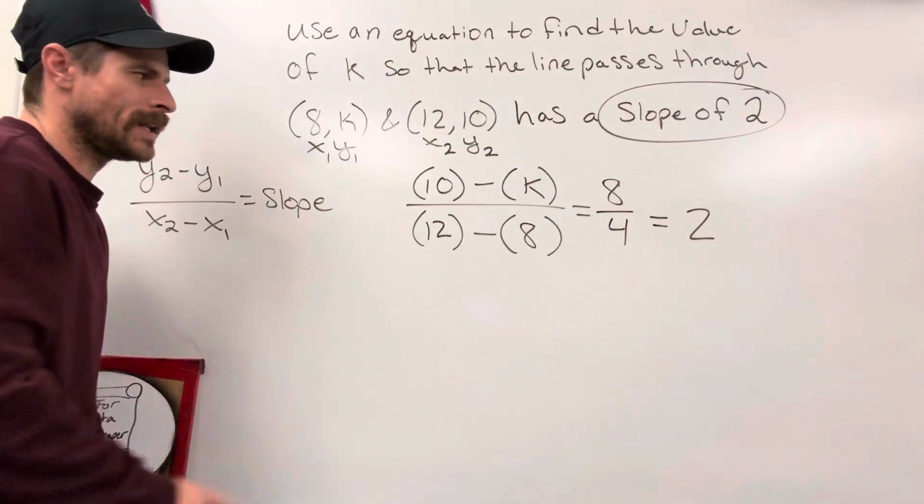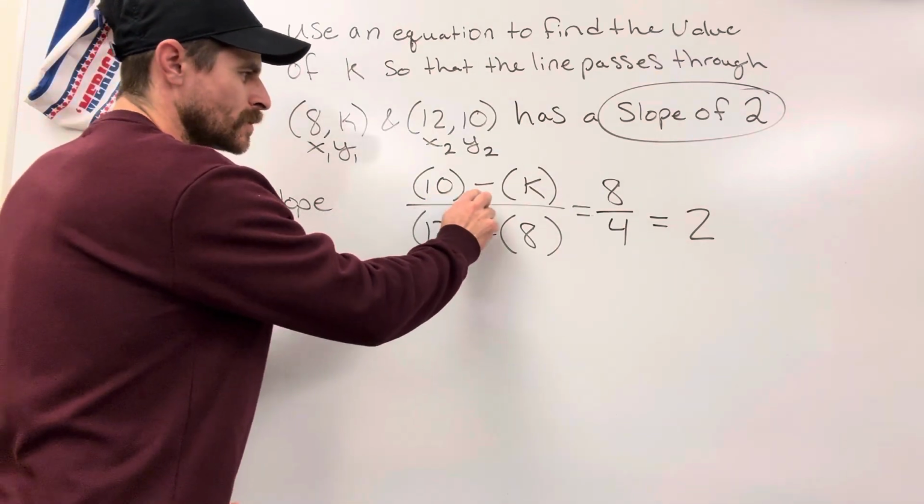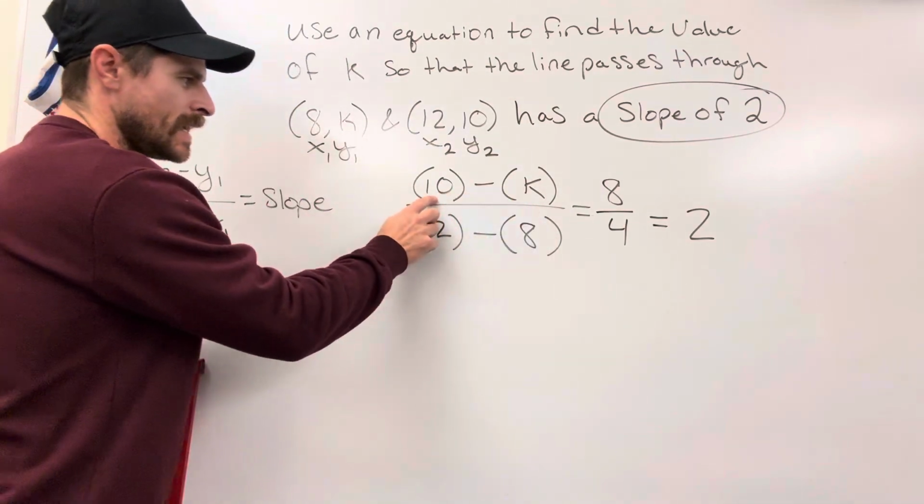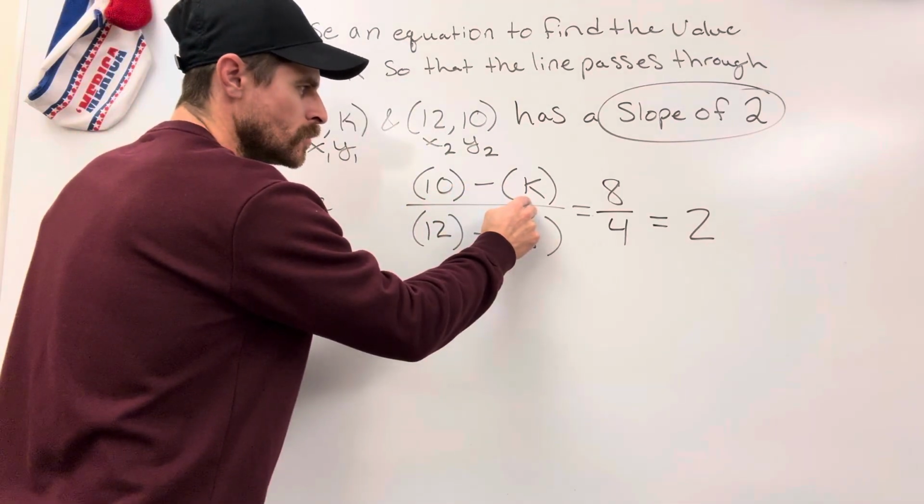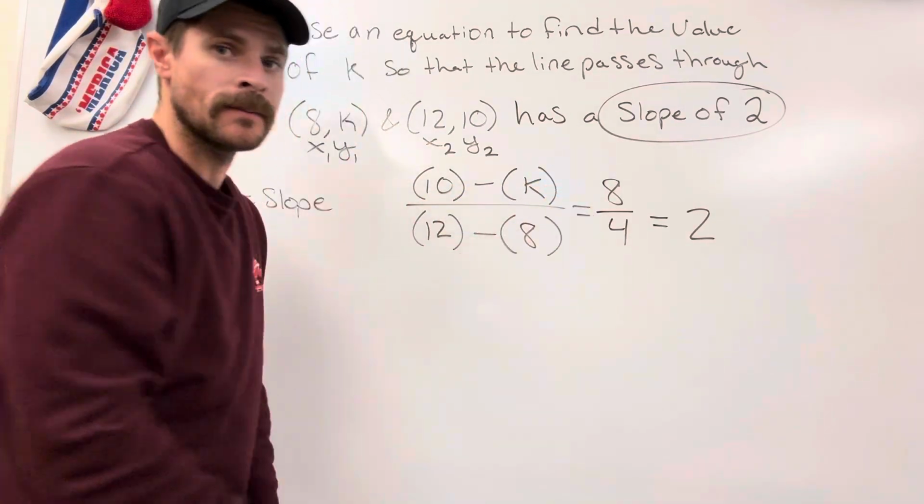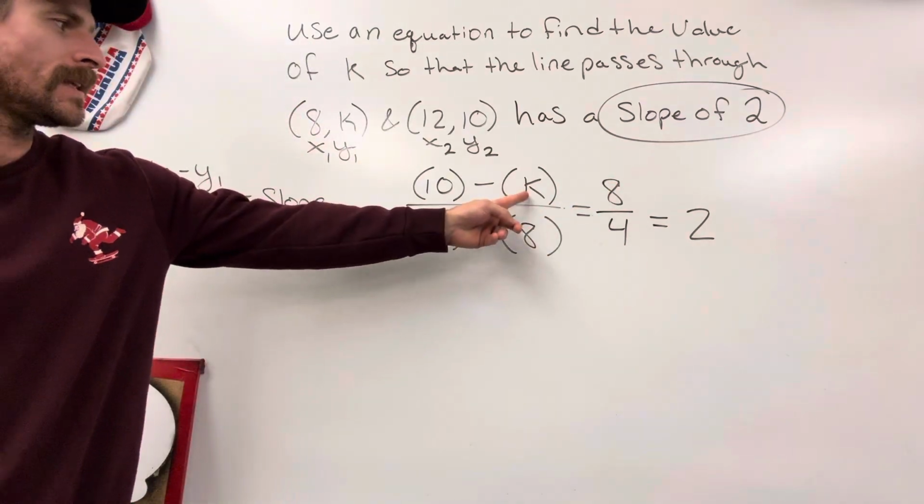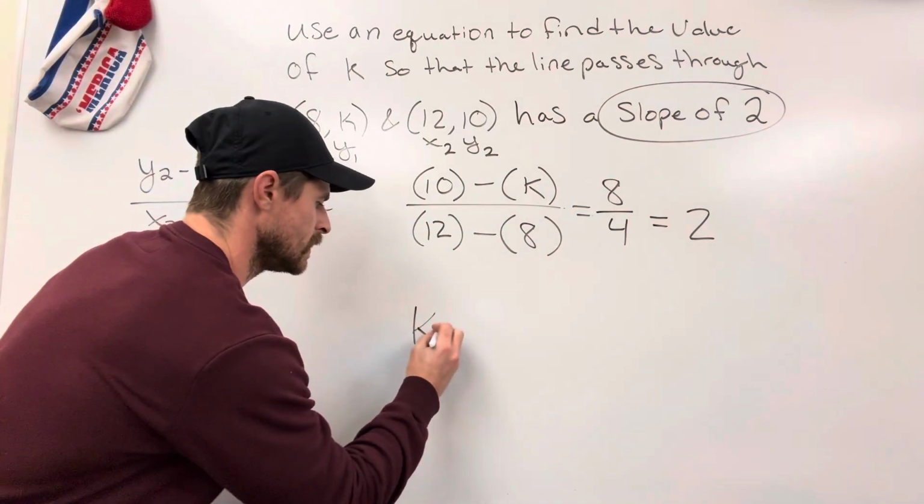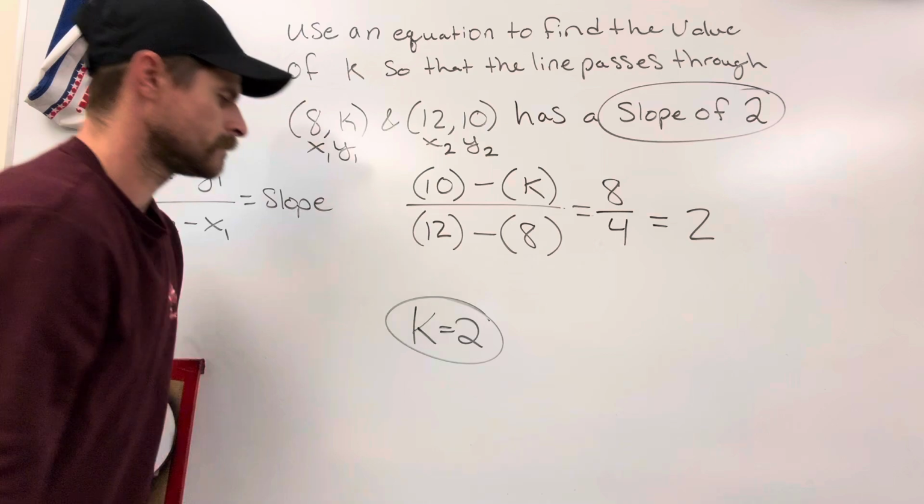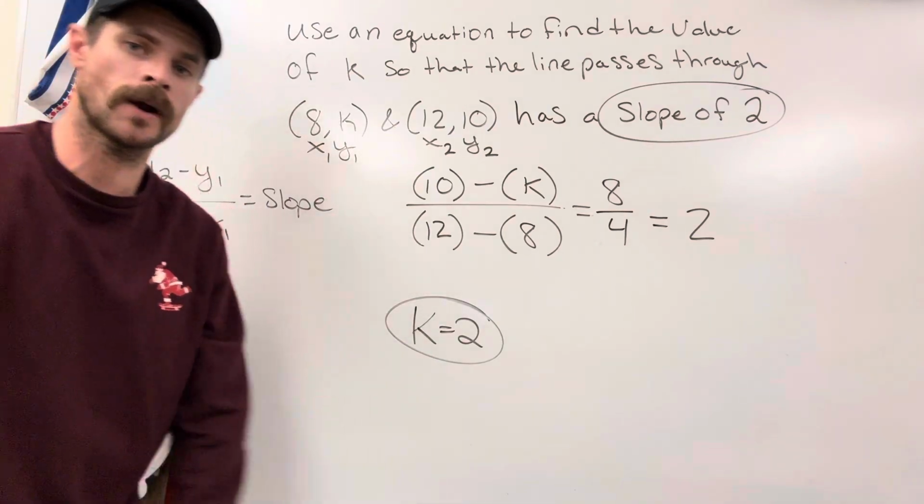And there's only one way to get an 8 when we have 10 and we're subtracting something. So 10 minus what value would end up giving me a difference of 8? Well, that would mean k has to be 2. And that's how you do a problem like this.